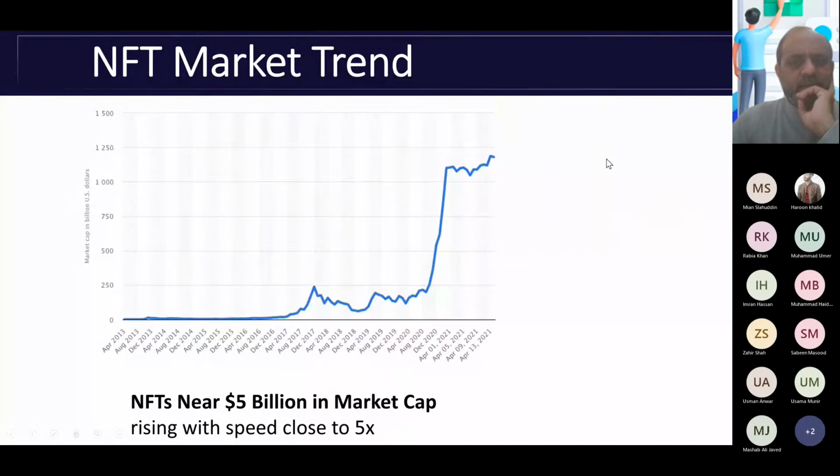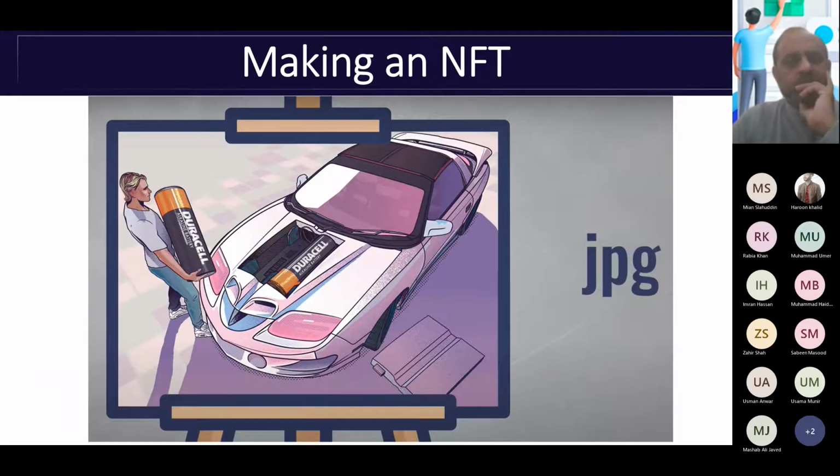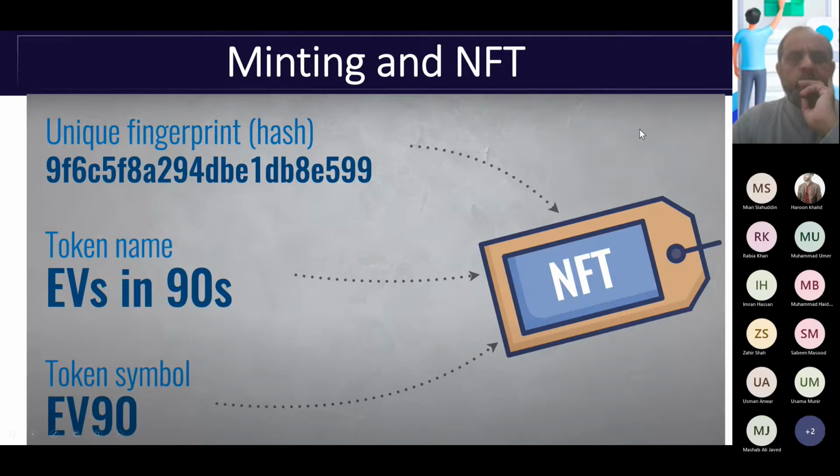This NFT market is getting crazy. It has like $5 billion market capitalization, went 5x up a few months back. So a lot of interest, and then we learned how to create an NFT. You create a digital piece of art, and then you mint it. Mint it means you go to a marketplace. You have to have a digital wallet, and we'll quickly see that too. And because it's a file, a file can have a hash.